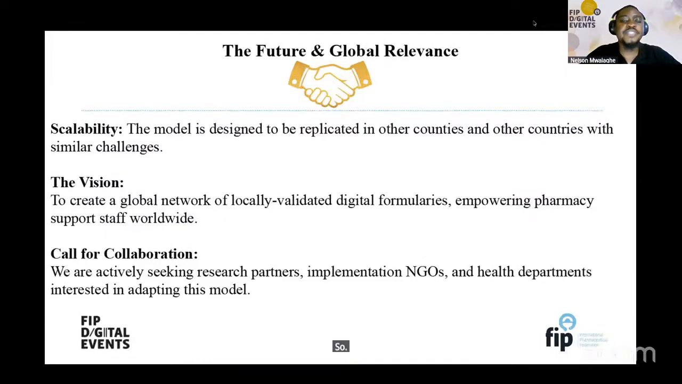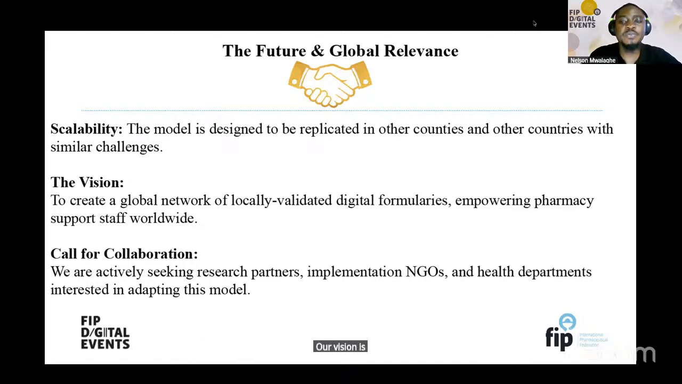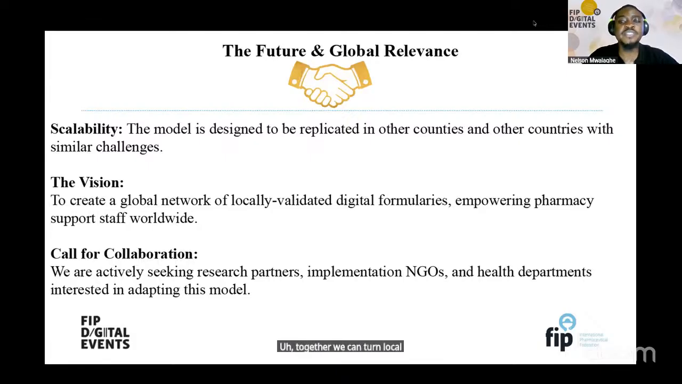So the future. Our work in Kenya is a blueprint. This model is designed for global replication. Our vision is a global network of locally validated digital formularies, empowering pharmacy staff worldwide. We actively seek research partners, NGOs, and health departments to adapt this model. Together, we can turn local innovation into a global standard of care.